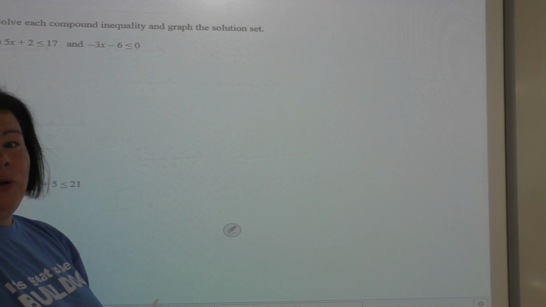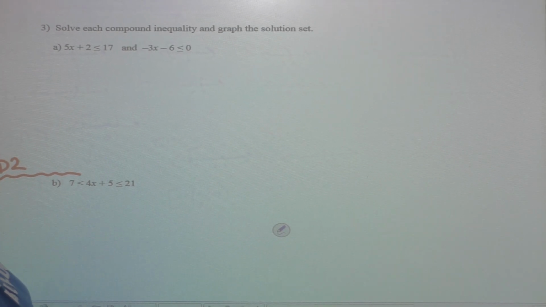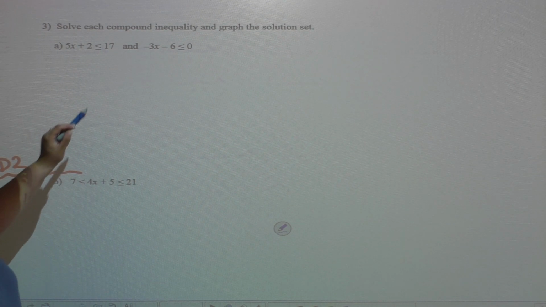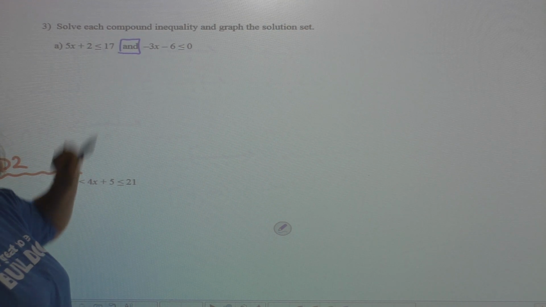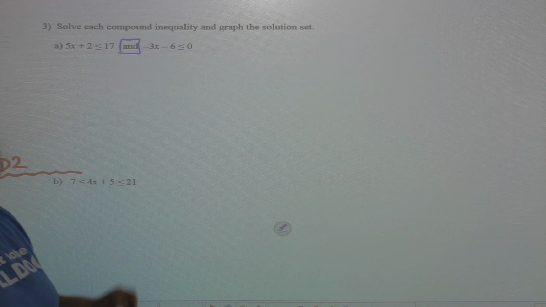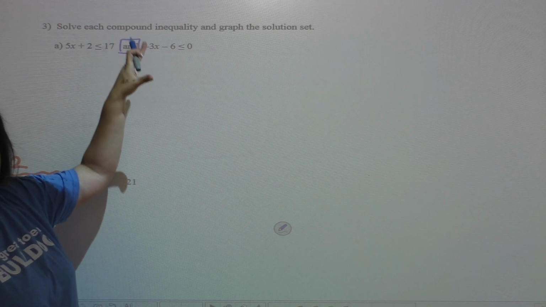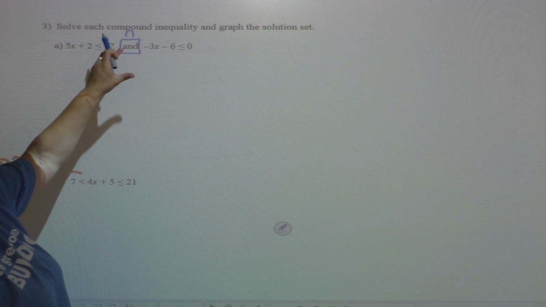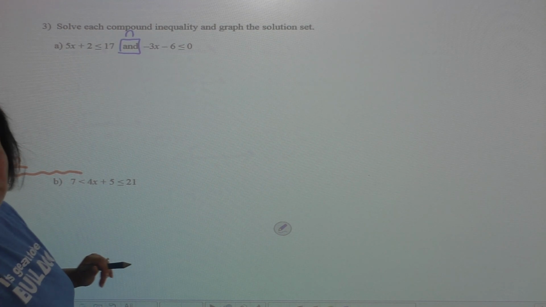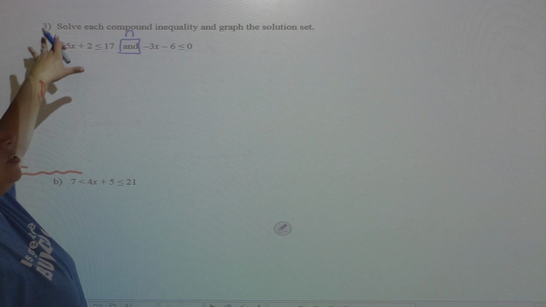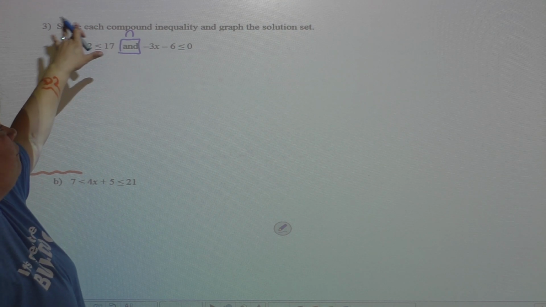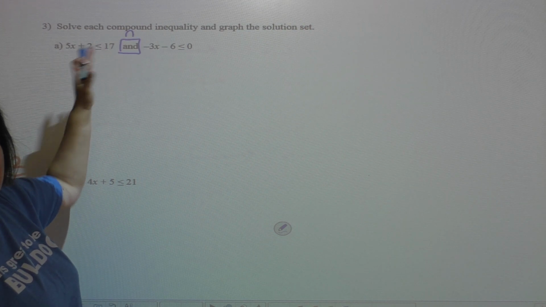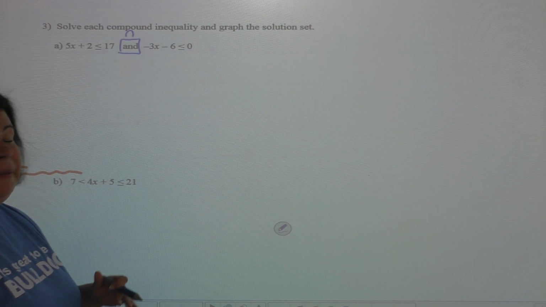I'm going to show you an example solving each compound inequality and graphing the solution set. So this has the word and in there, which means automatically you should know this is where the intersection is. So you want the intersection of both this graph and this graph. They're asking you, what is the solution to this compound inequality of this graph and of this graph? So you're going to treat these two like two separate inequalities and then combine them.